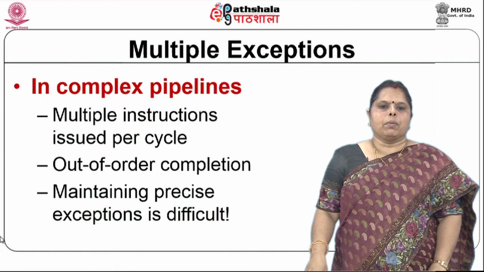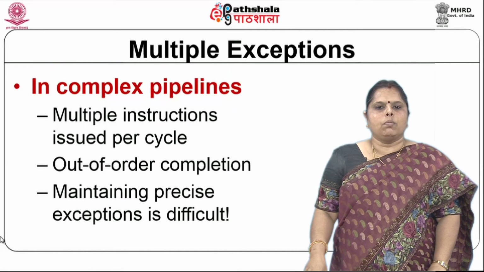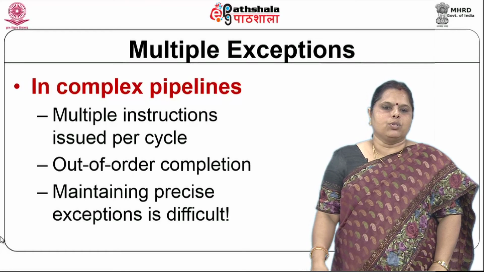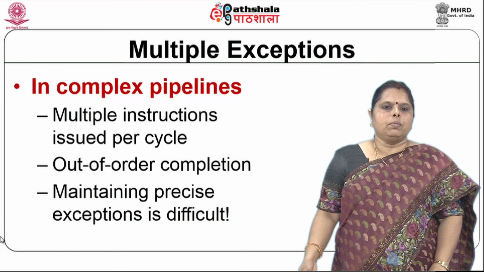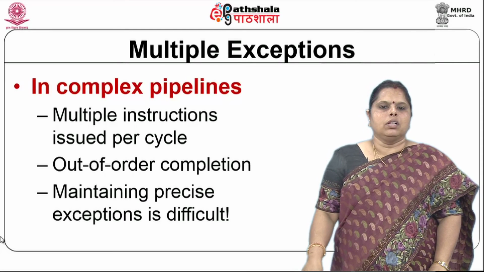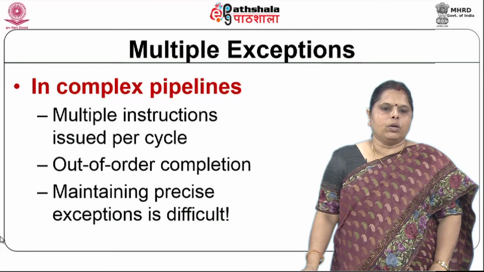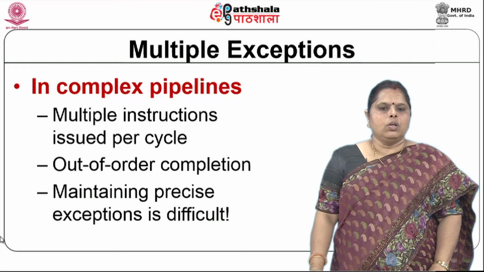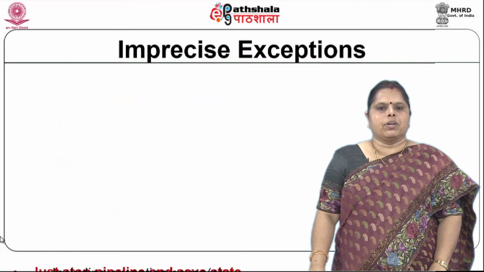In complex pipelines, this is not so easy to do, because in complex pipelines you have multiple instructions issued per cycle. We have been only looking at single issue so far, but you might have multiple instructions issued per cycle. You may have out of order completion, because when you look at floating point instructions and all that, the latencies are going to be different. So you are going to have out of order execution, out of order completion. So maintaining a precise exception model becomes more and more difficult.